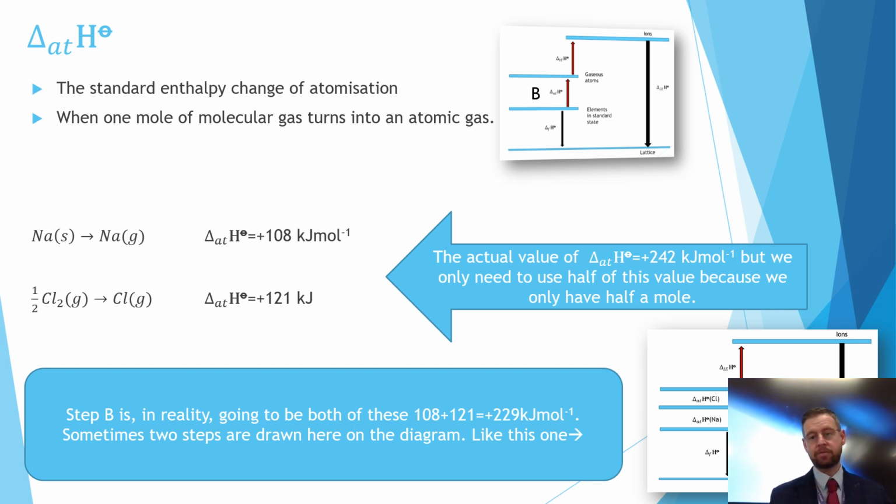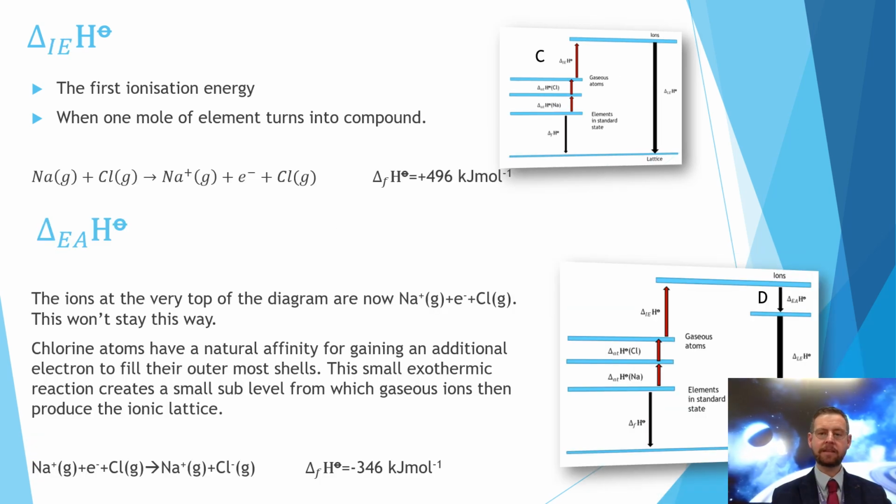Now we could draw these two as two separate discrete steps on our Born-Haber cycle, and in some places you will see that. So looking now at part C on this diagram, we're talking about what it takes to make those gaseous atoms turn into gaseous ions. They have to be ionized. And in this case, we want to ionize the sodium. And so what we're going to do is we're going to strip its outermost electron.